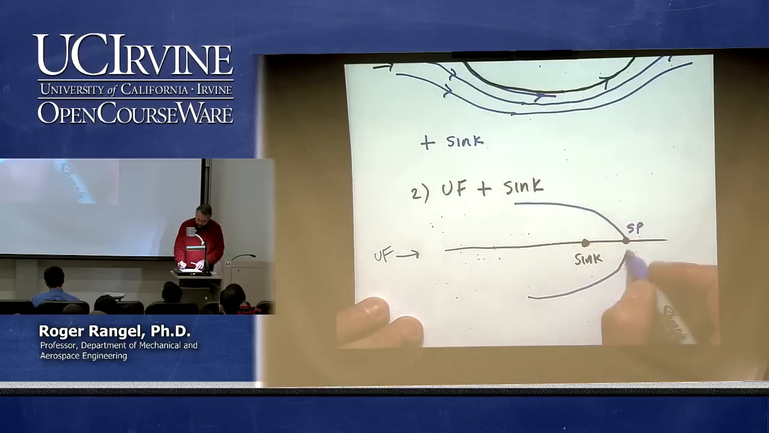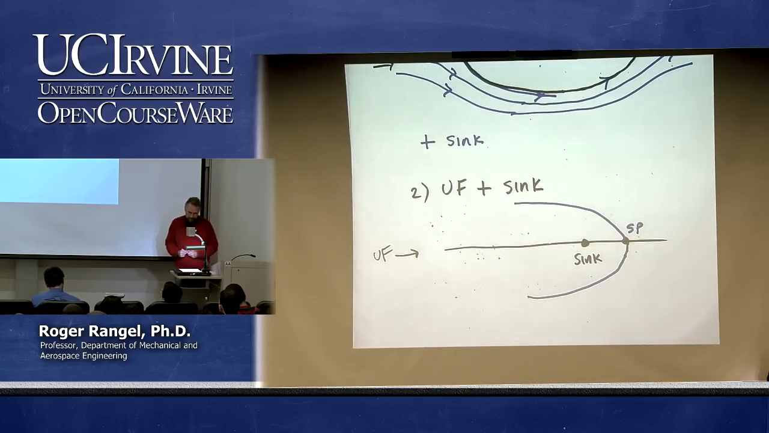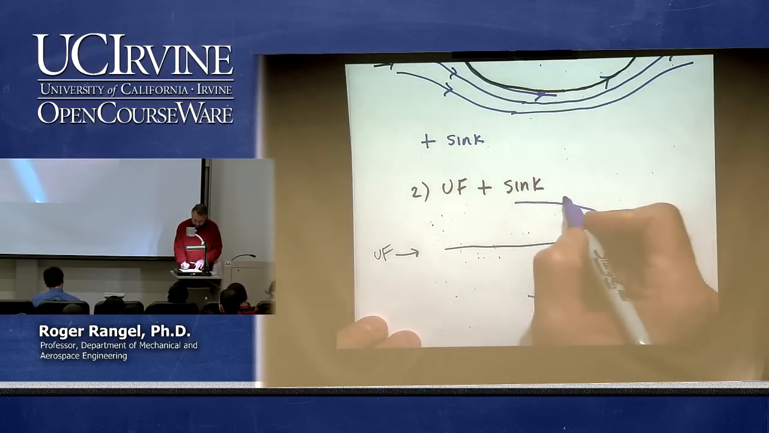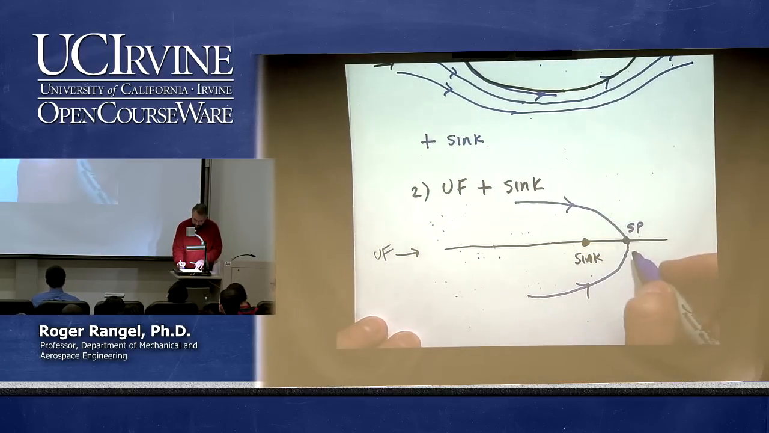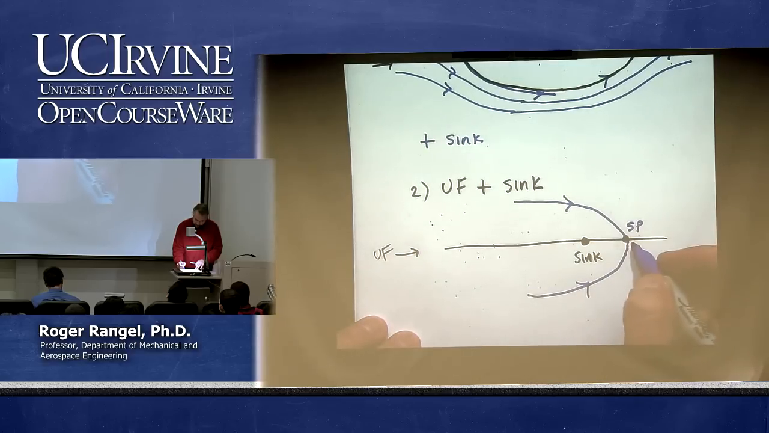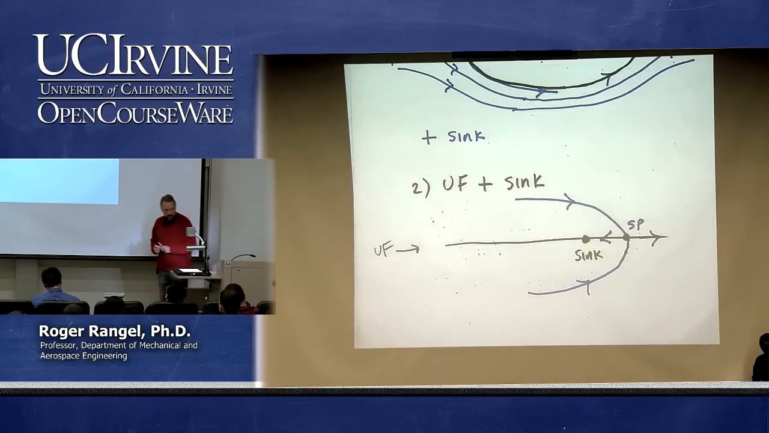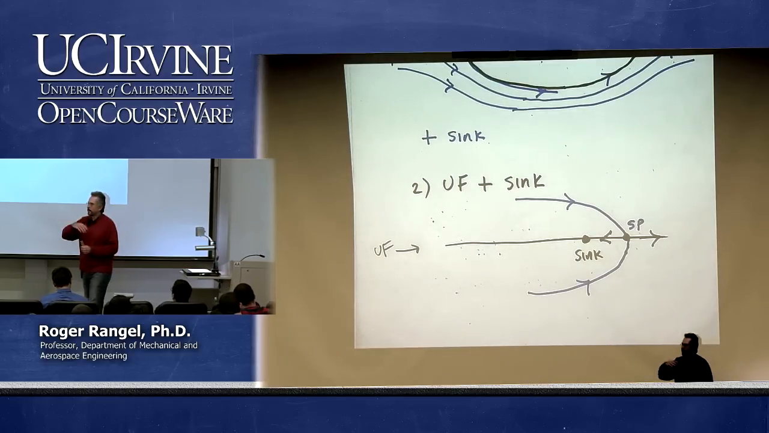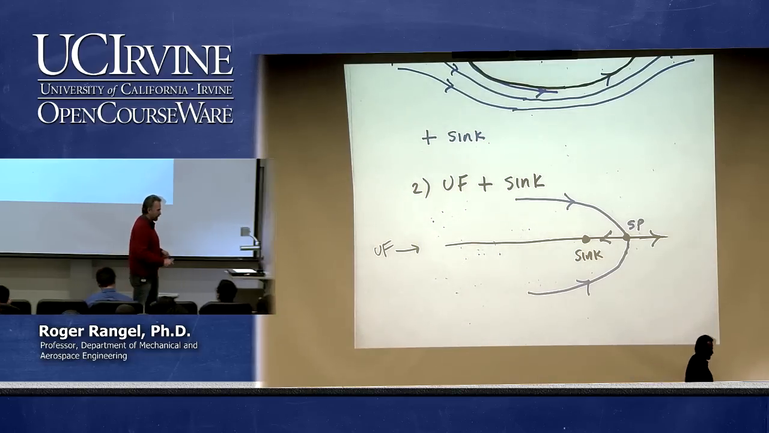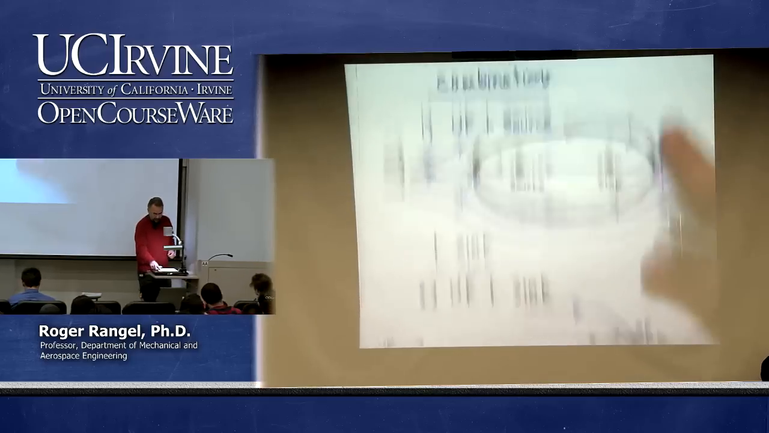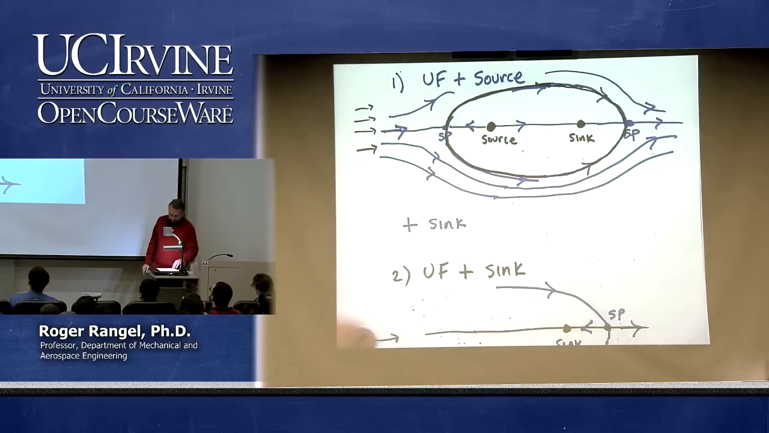And, of course, it comes from there, too. But now this is going the other direction, so it's going like that, like that. When it meets here, this is a sink, so this is drawing this way, but that's going that way. So it's exactly the opposite of the top one, of the source and uniform flow. It's just the back of this.